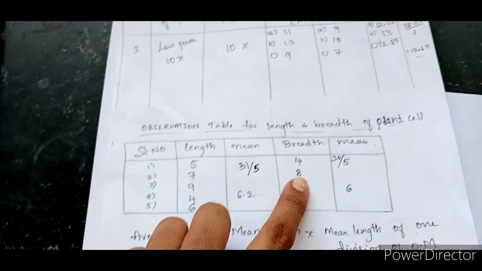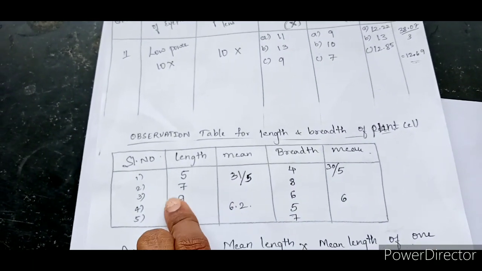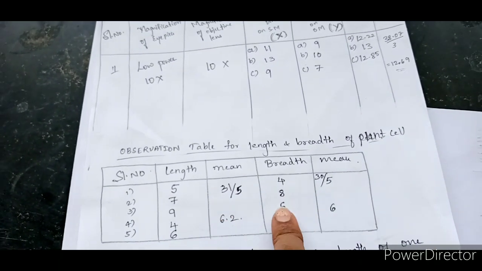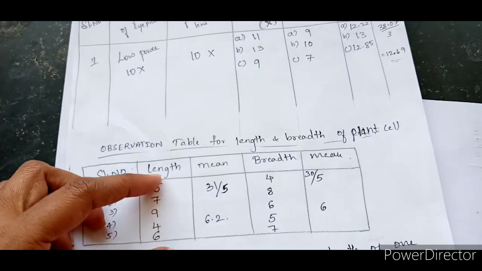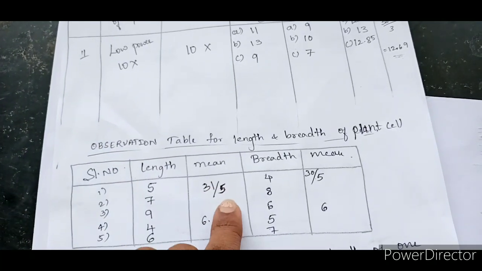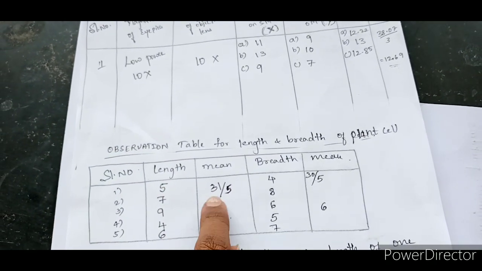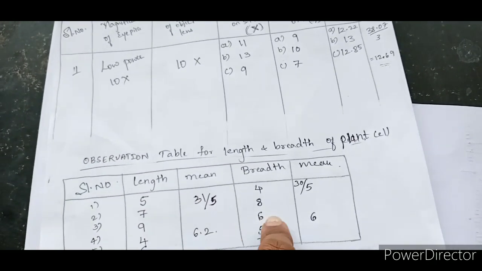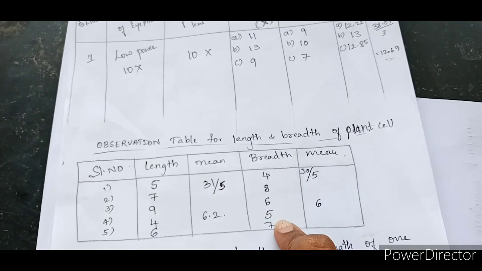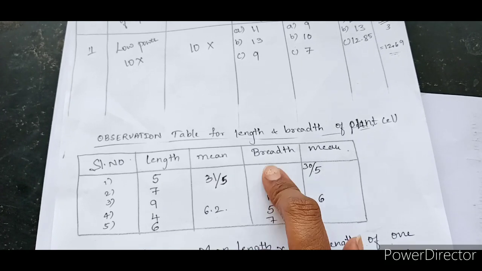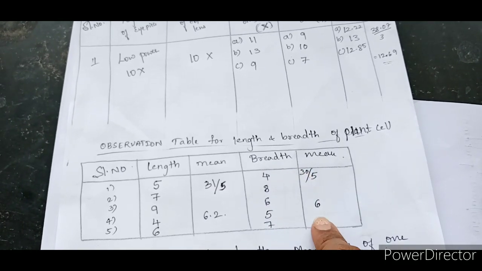So here we get only a small difference: 5, 7, 9, 4, 6. To take the mean of the length, these are added and divided by 5 as we take 5 readings. Then we get the mean 6.2, and the breadth also in the same way, we add all the breadth measurements and divide by 5, we get 6.